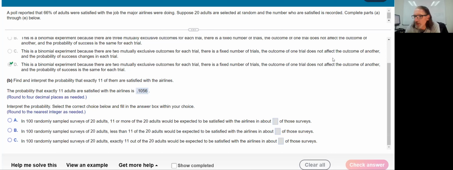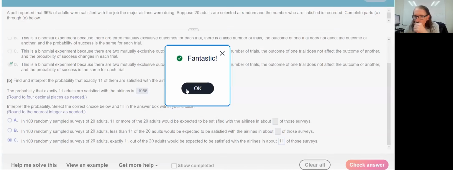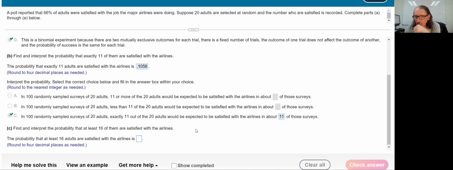So if we were to do this over and over and over again, 20 adults in each simple random sample, do this 100 times, then I would expect the average to be close to 100 times 0.1056, which would be 10.56. That is going to round to 11. Okay, so there were the number of adults that were satisfied in each of them. We'd see that in about 11 of the 100 surveys.